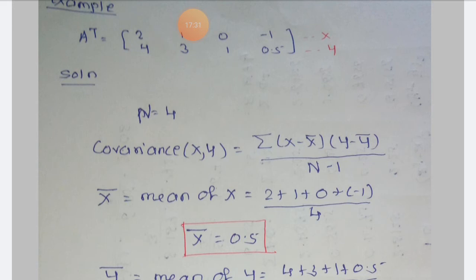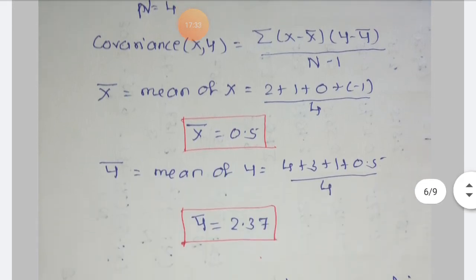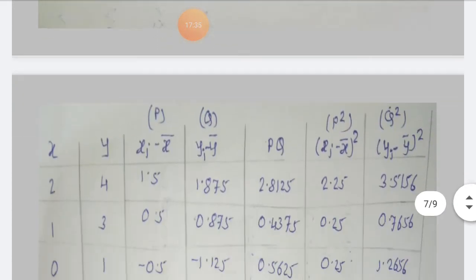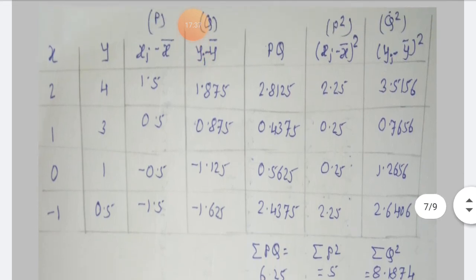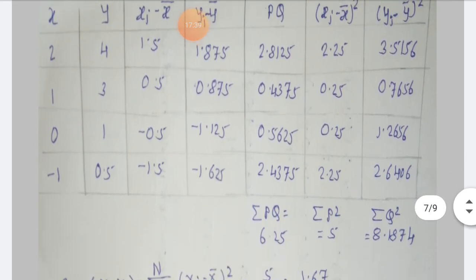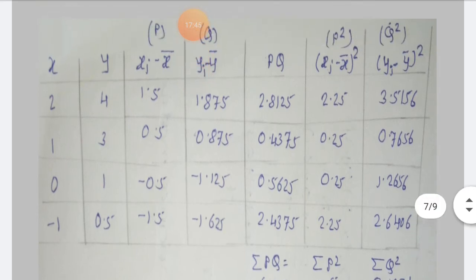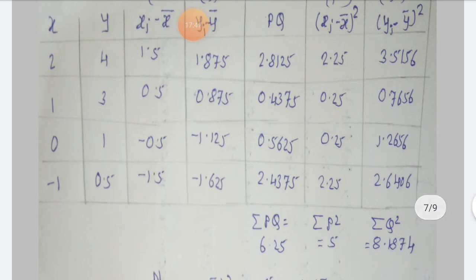One more term is here, that is summation. That means addition of all the values. So we'll find the summation for each column. For PQ I am getting the summation value of PQ, it is nothing but 6.25. Here I am getting summation of P square, that is 5, and summation of Q square, that is 8.1874. Add all these values, we are getting summation values.